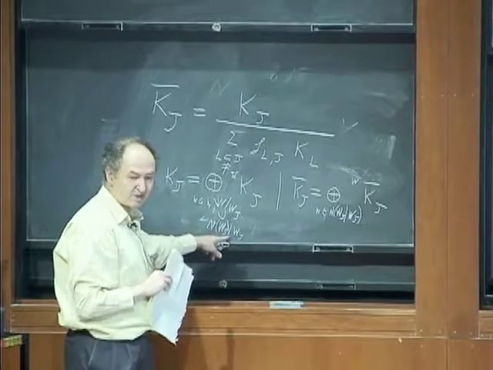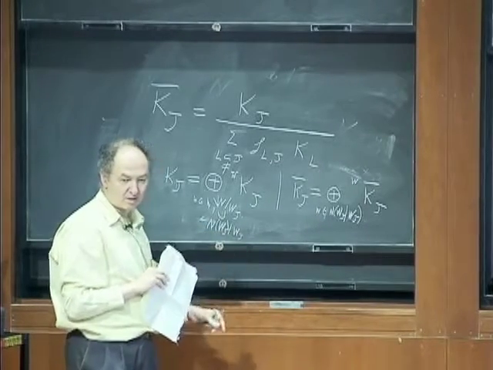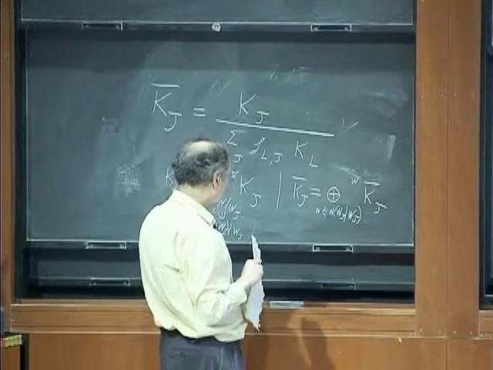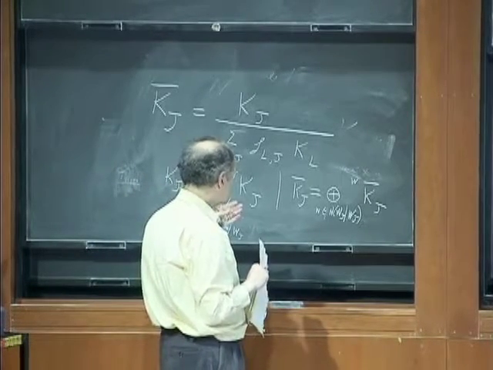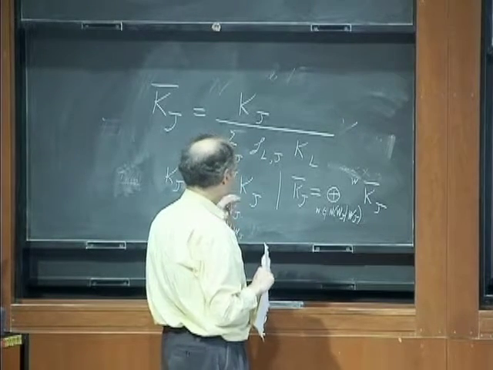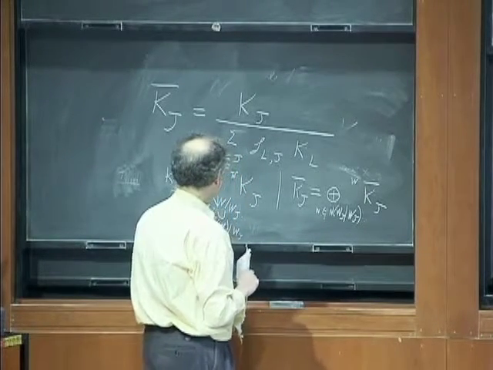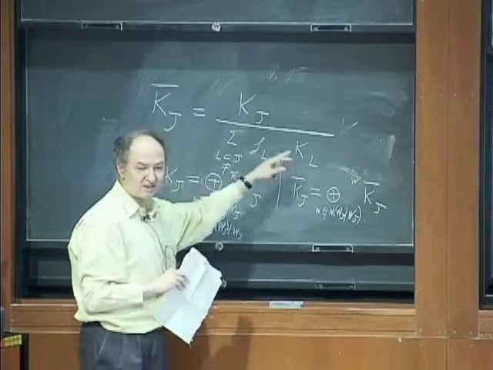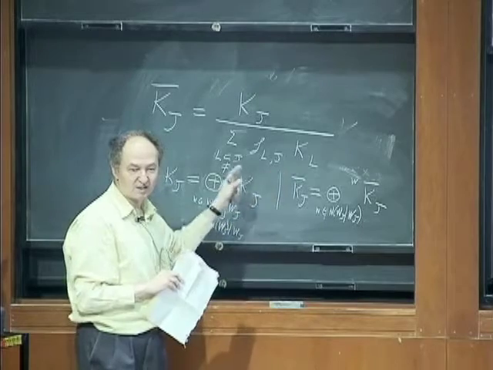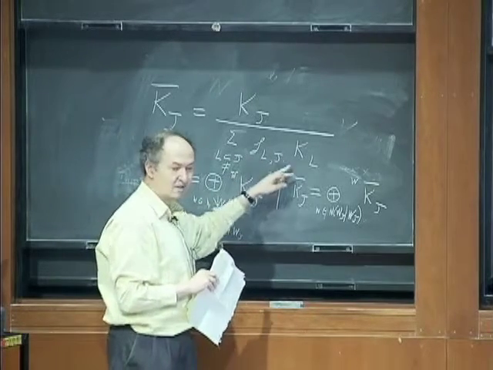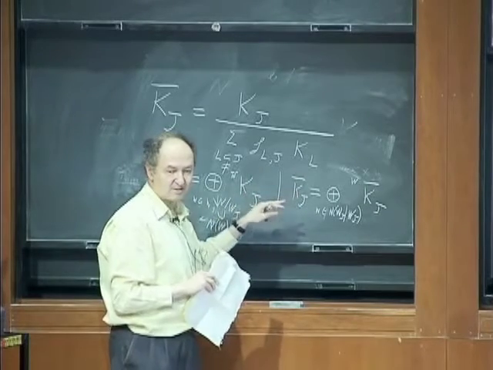Normalizer of wj, modulo wj. This is naturally a subset. So that's one property, which I think is not clear at all, but can be proved. Another property is that kj is an algebra, but this one is an ideal. You can prove that this one is a two-sided ideal of the algebra. So kj bar is itself an algebra.